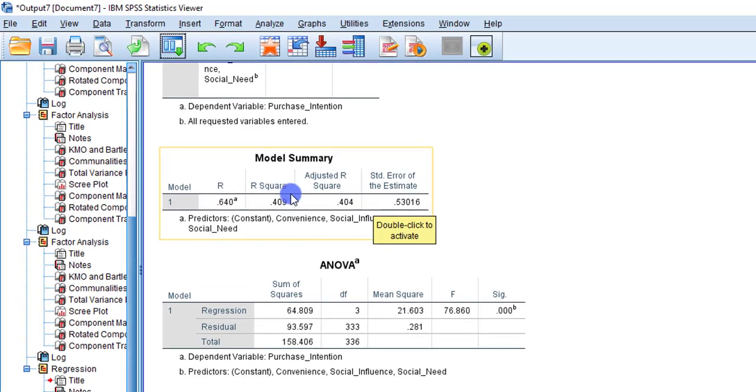Both values depict the variation in the dependent variable with respect to the independent variables. So we can report both of the values. Here you can see R square, so it means 40.9% of the dependent variable is explained by the independent variables. For example, social need, social influence, and convenience are predicting purchase intention 40.9%, right? Similarly, adjusted R square, these are some adjusted values. The meaning of both values is the same, so we can report both of them.